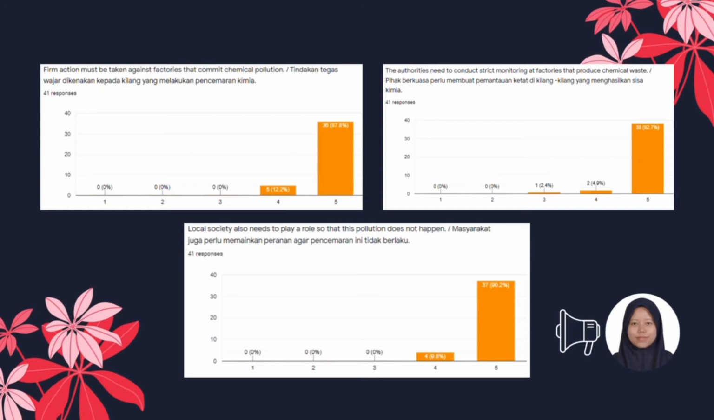And the last statement, local society also needs to play a role so that this pollution does not happen. Based on the graph, majority of respondents pick scale 5 or highly agree, which are 37 respondents, while another 4 respondents pick scale 4 means agree.